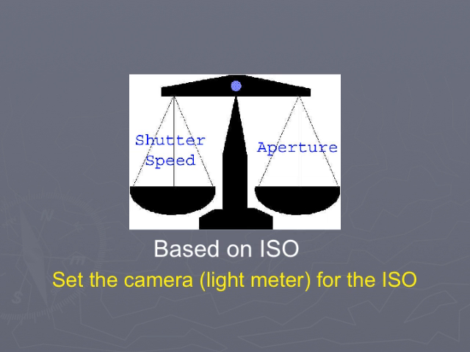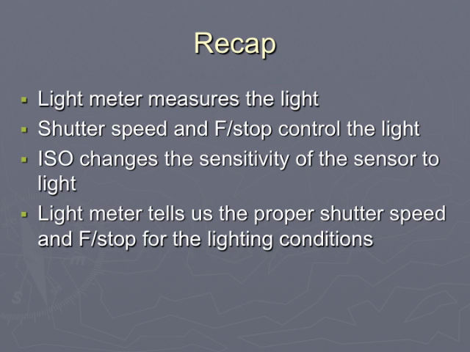So when we're taking our pictures, we're basically choosing the ISO that we want to use for the lighting conditions that we're in, and then our light meter is going to tell us the proper shutter speed and f-stop or aperture for taking our photographs.